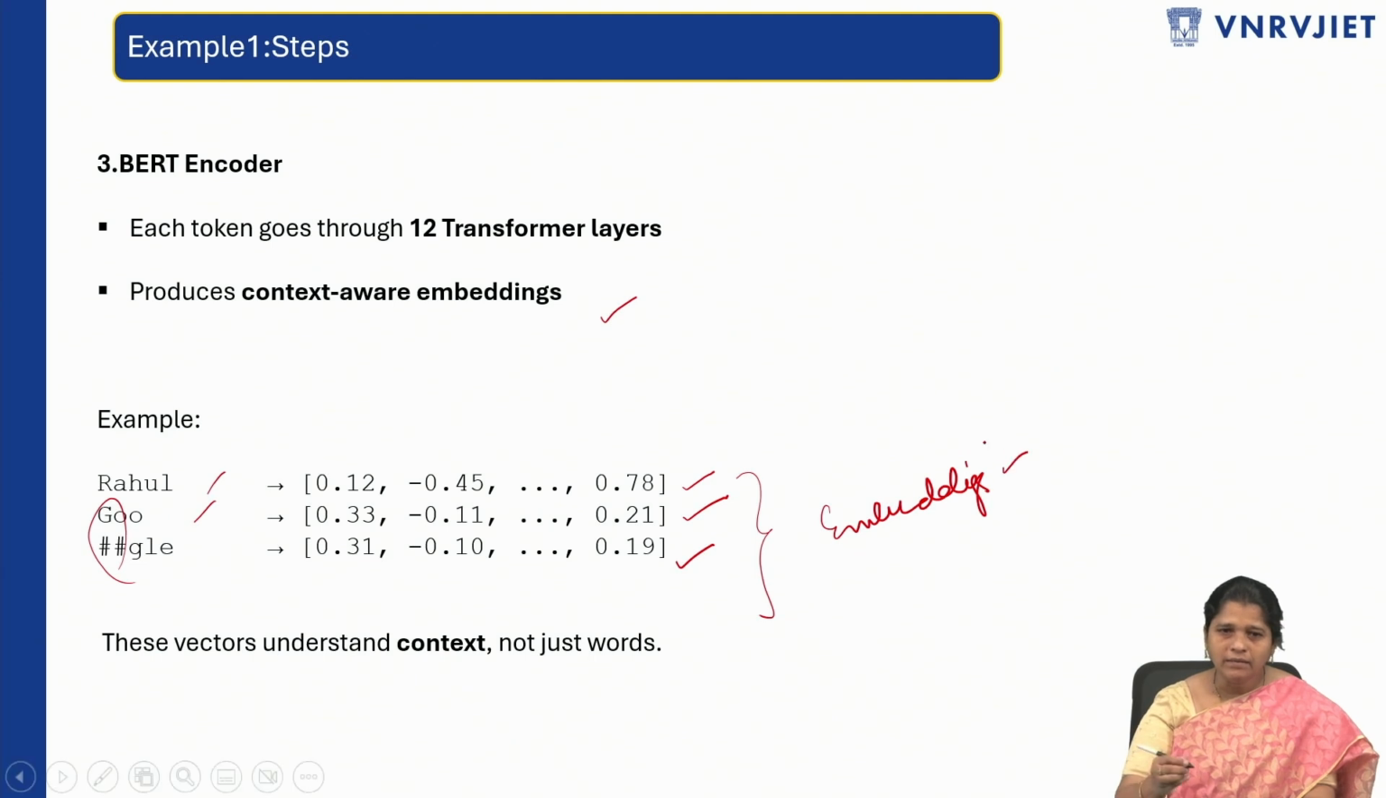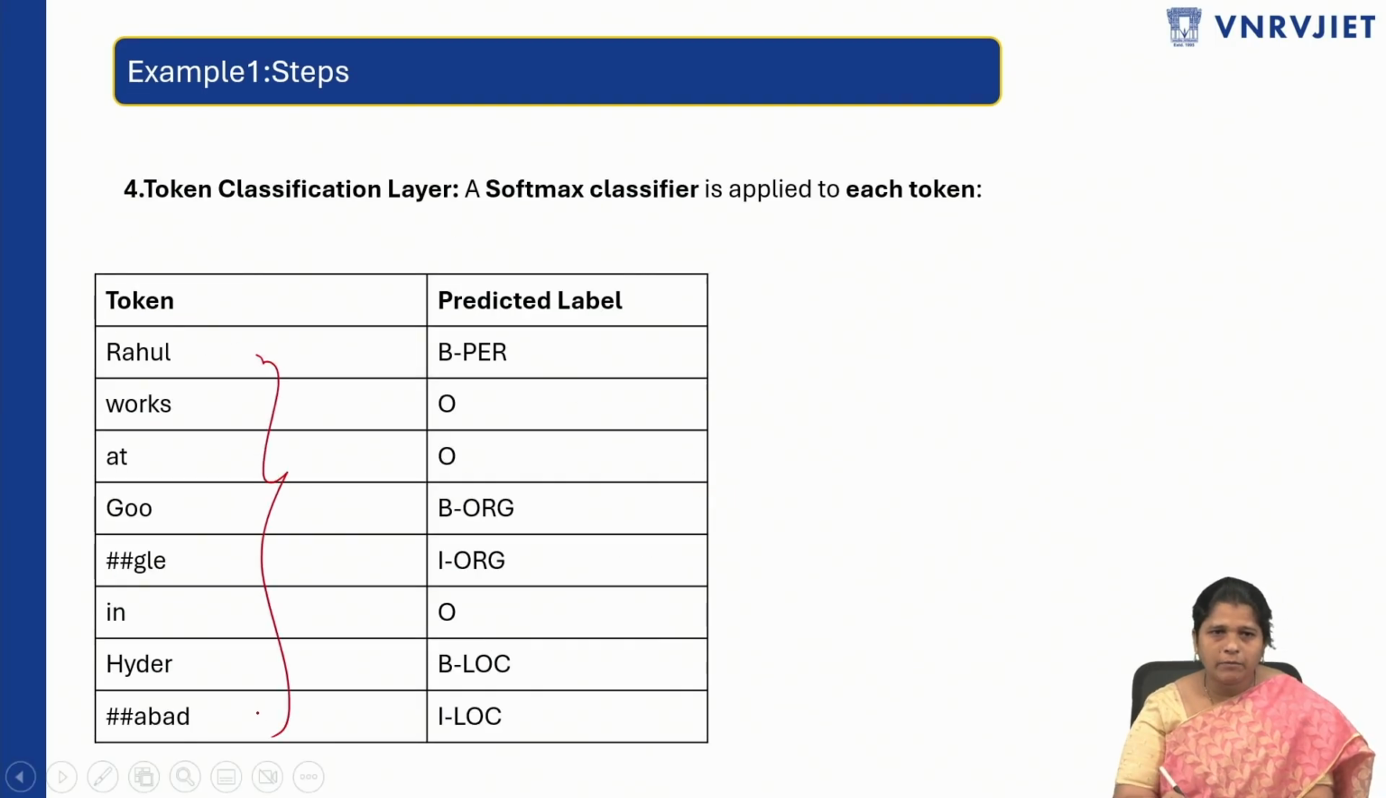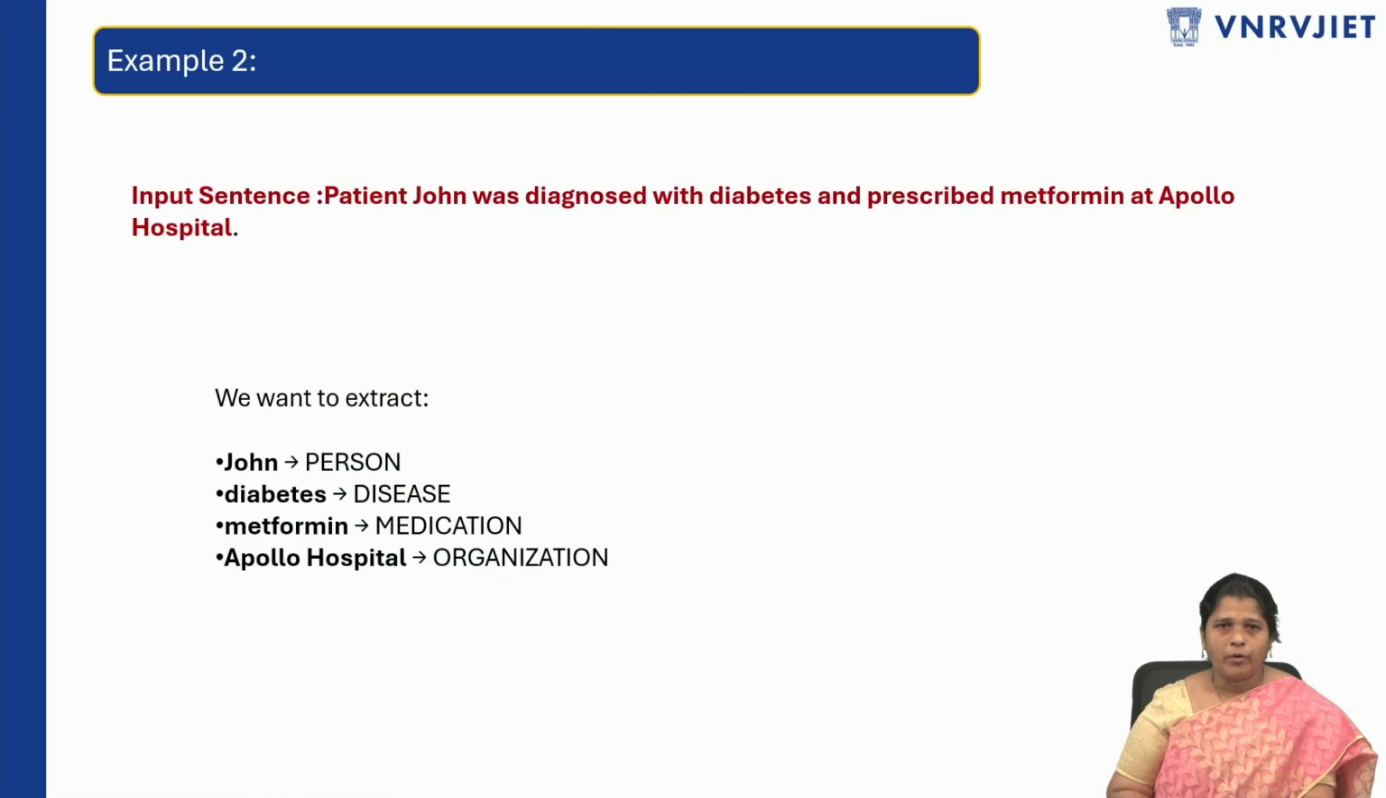These vectors understand not just the words but also the context in which Rahul is used. So for this sentence, each word is mapped to a predicted label. This stands for the person. Similarly, this is for the verb. Next, we have Google, which is an organization. Even this is also treated as an organization. Next, Hyderabad, which is again represented as a location. This is how it is used with the BERT model.